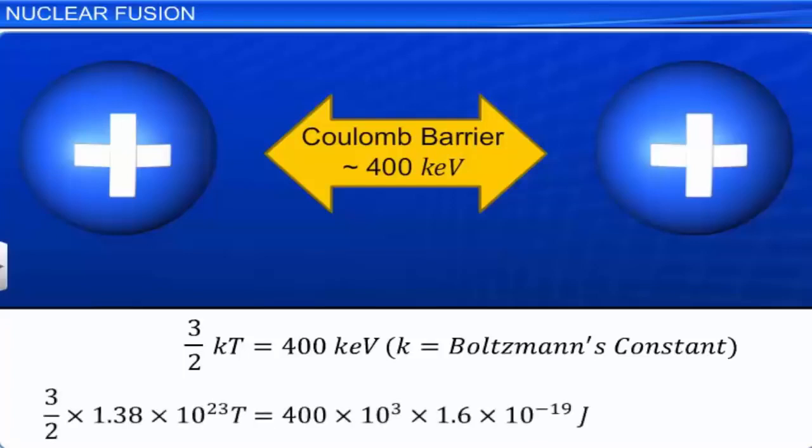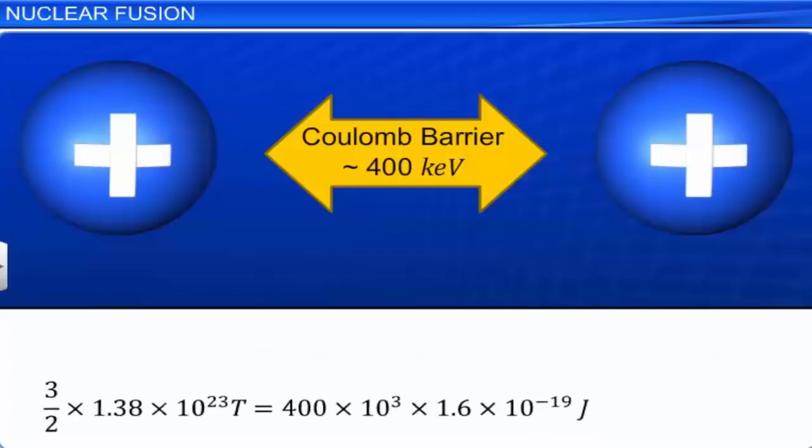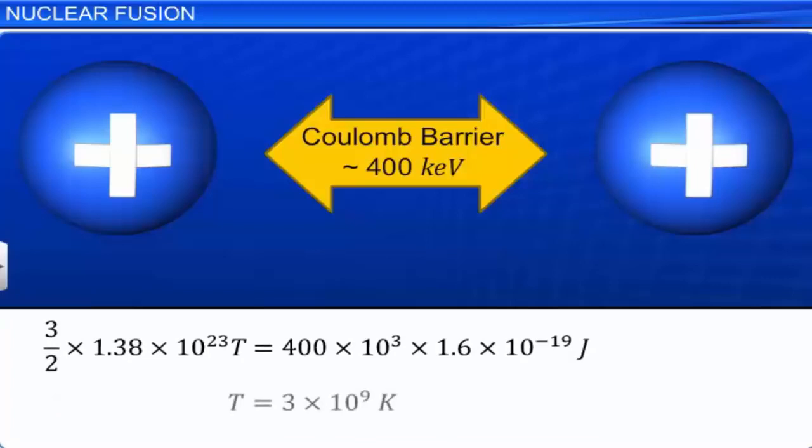Therefore, the temperature of the protons has to be raised to this value, so as to enable them to overcome the Coulomb barrier by thermal motion alone. This process is called thermonuclear fusion.